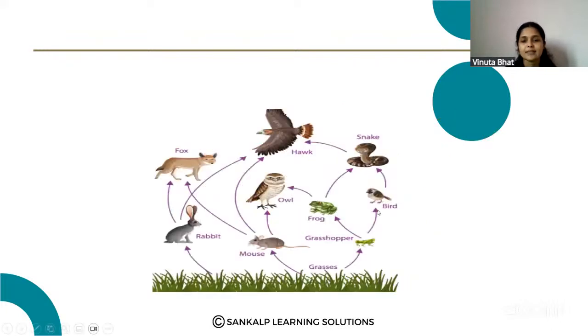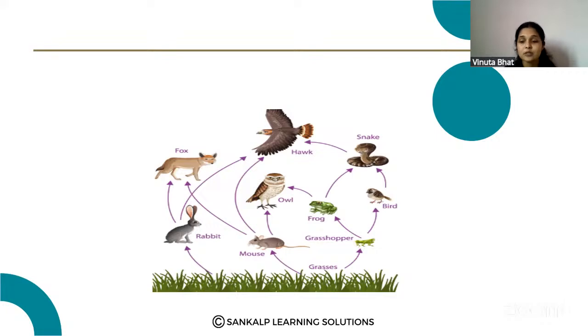Yes, this is the example for the food web. Here, grasses are the producers. They are consumed by the grasshopper, and the grasshopper is consumed by the frog as well as the bird. The bird is sometimes consumed by the snake, and the frog is also consumed by the snake. So here you can see the interconnected food chain.